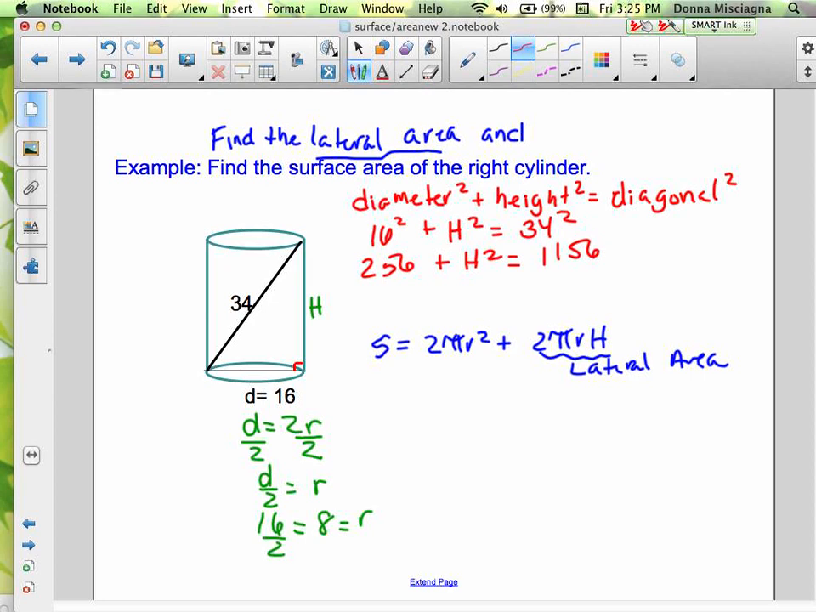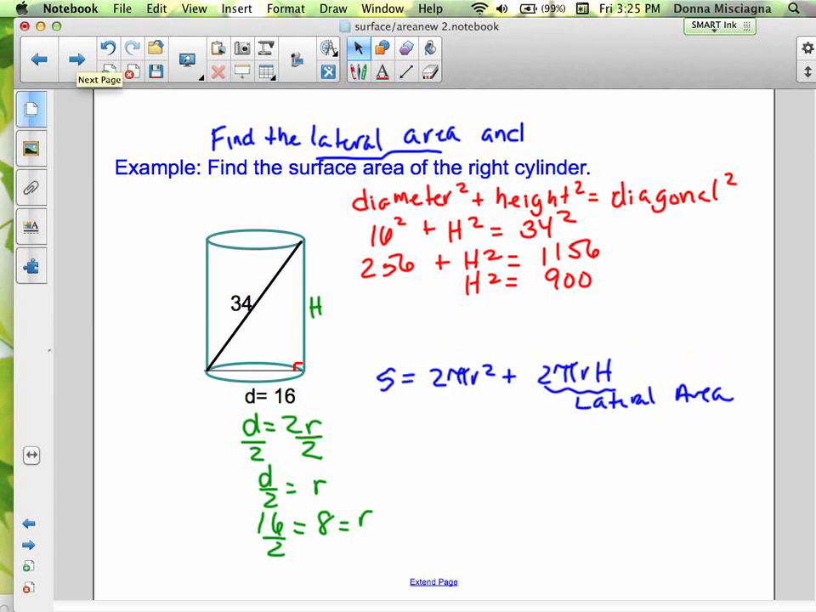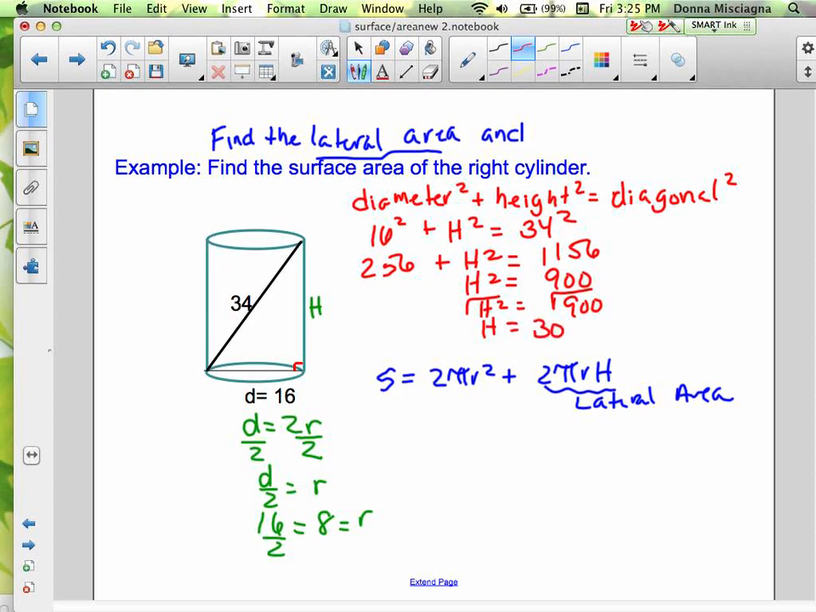I just know this is a Pythagorean triple. We're going to subtract 256 from both sides. H squared is equal to 900. Right, we just subtracted. And then if I take just the positive square root, because there's no such thing as negative measurement, h is going to be 30. So that's the height of our cylinder.